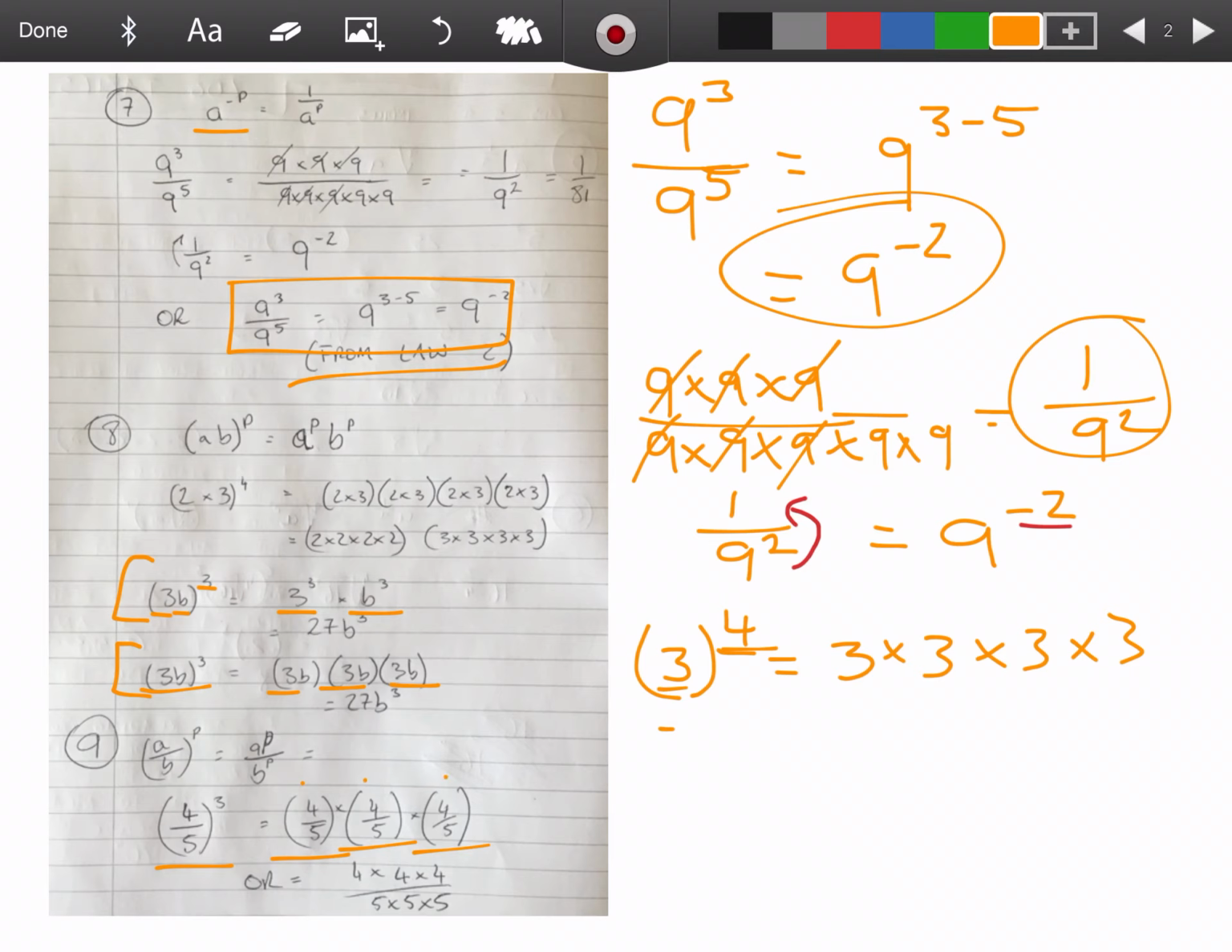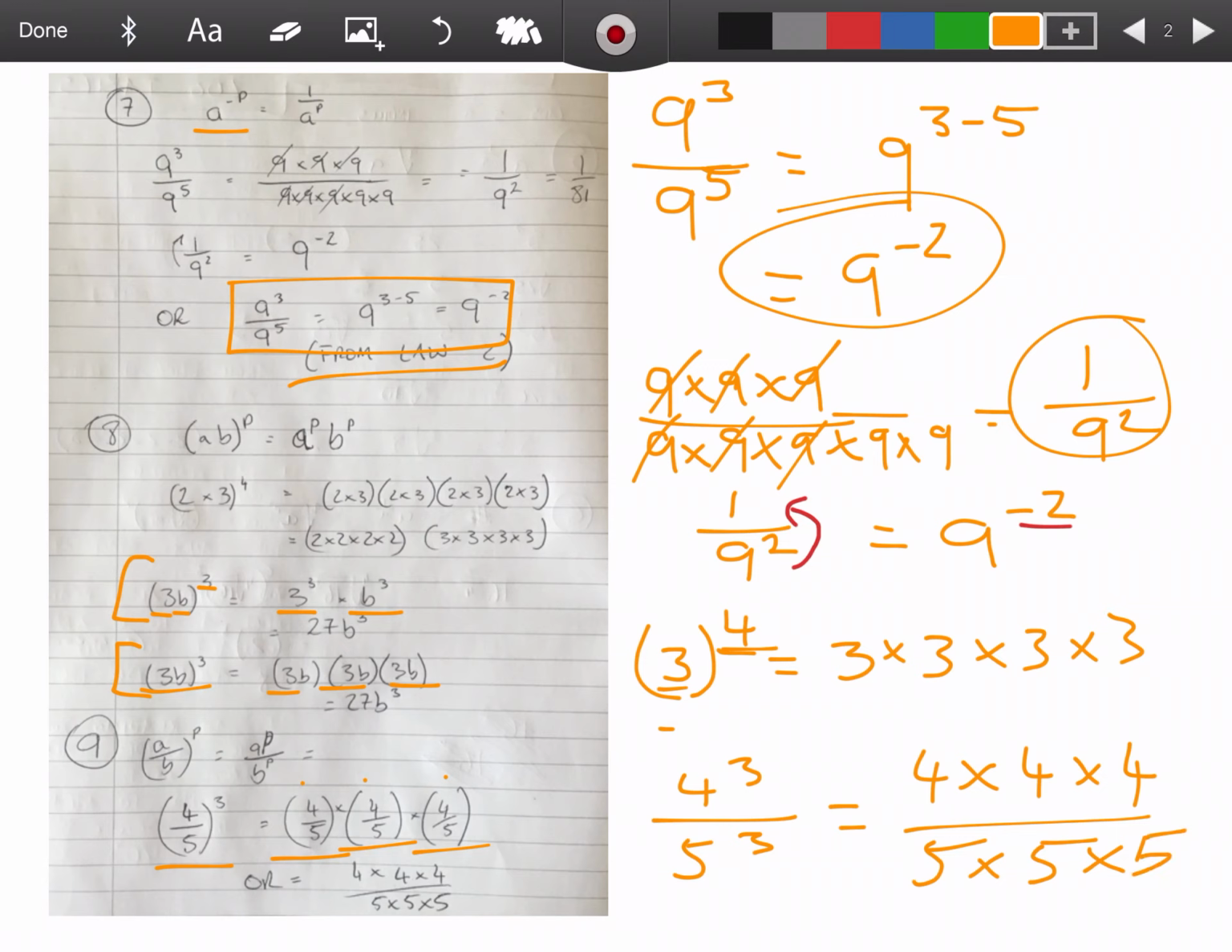Alternatively, you can take each part and it could be 4 cubed over 5 cubed. And that will give you 4 by 4 by 4 over 5 by 5 by 5. So no different there. Okay? So that's rules 5 to 9.